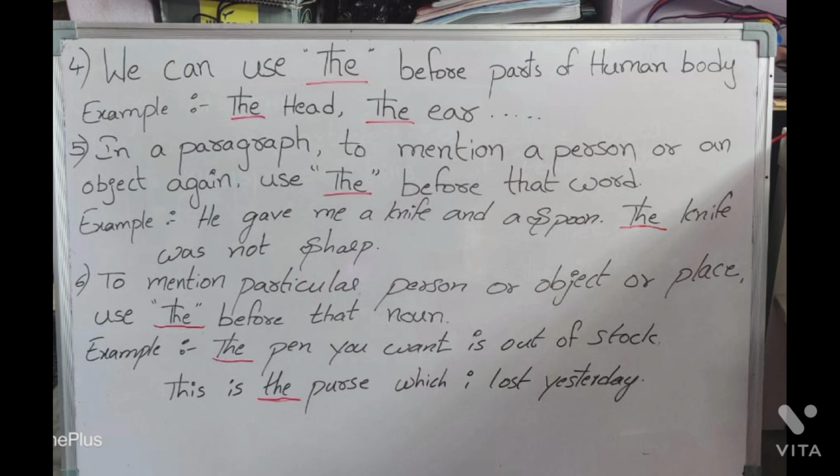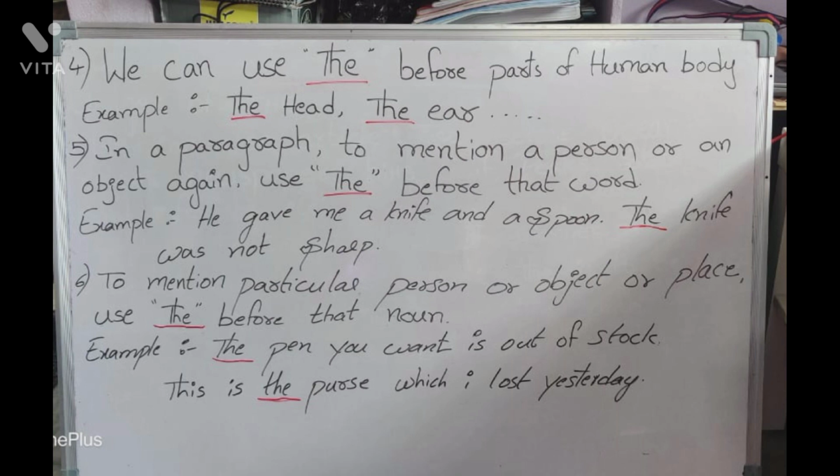He gave me a knife and a spoon. The knife was not sharp. Example, as I just said. So look at the example once again. He gave me a knife and a spoon. The knife was not sharp. So here knife is an object, right? In front of the object in the paragraph we have given the article. If you go through any lessons or topics or stories, you can quickly observe how we can identify these articles easily.